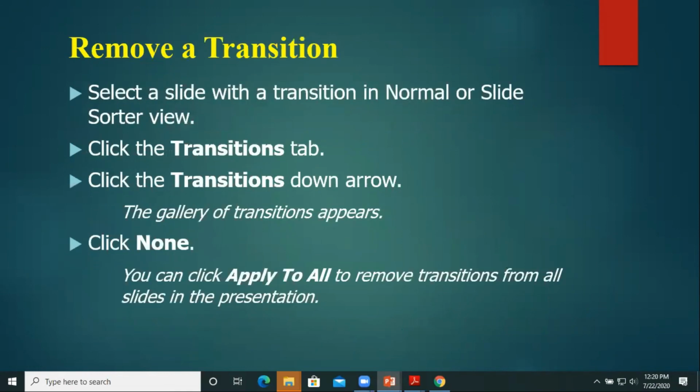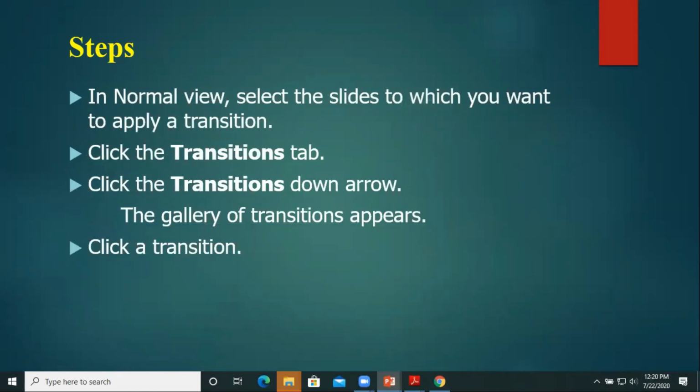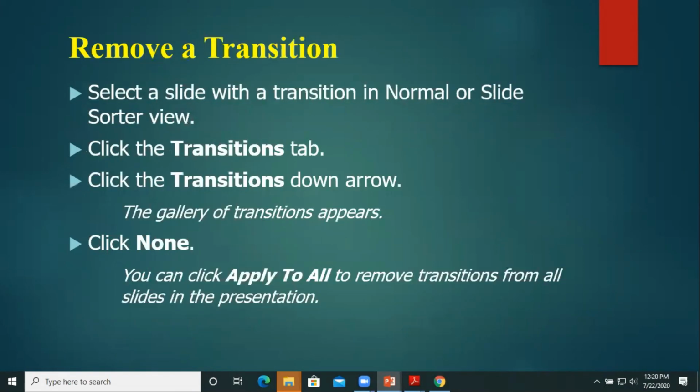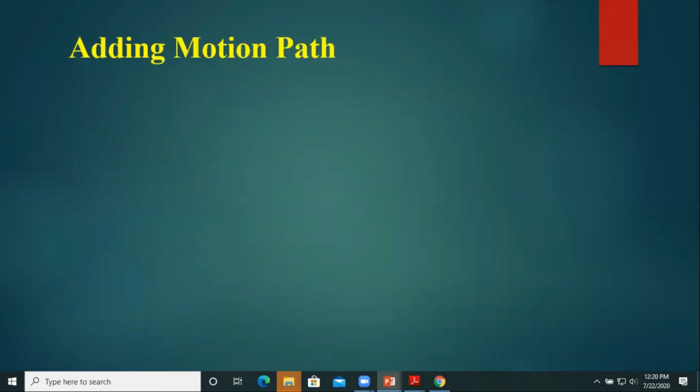So the steps are on the screen. To apply the transition, instead of animation, you select the Transition tab. Then you can also remove a transition. When you create a transition, you can remove it. Okay? Maybe you realize you don't need it anymore. You just remove it. Then apply another animation or another transition.